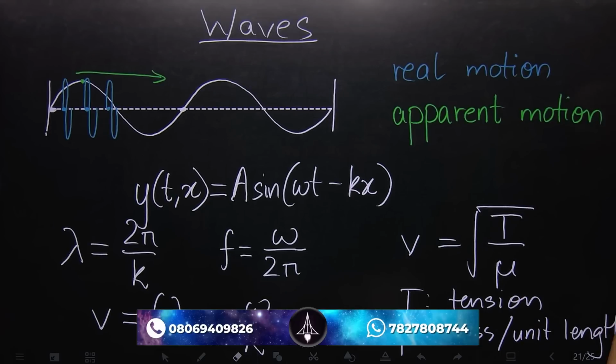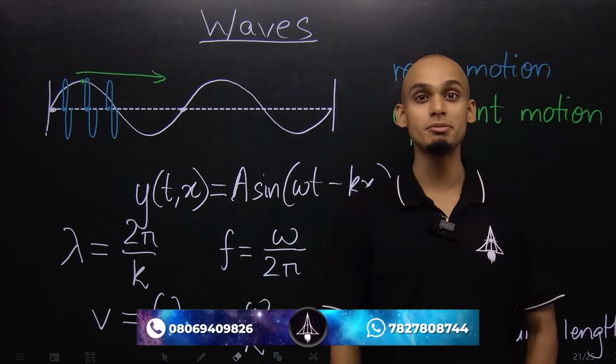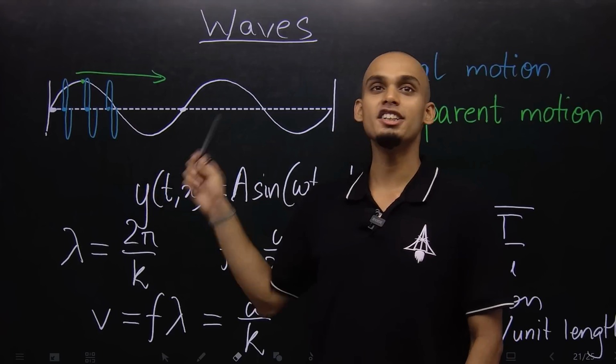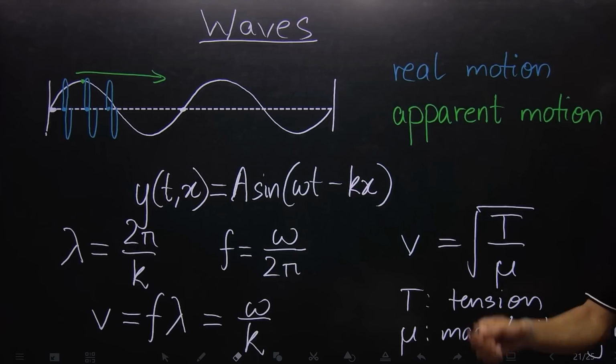But we observe that the position of the maximum amplitude particle slowly shifts towards the right. That is only the apparent motion. There is no real motion happening in the x direction.